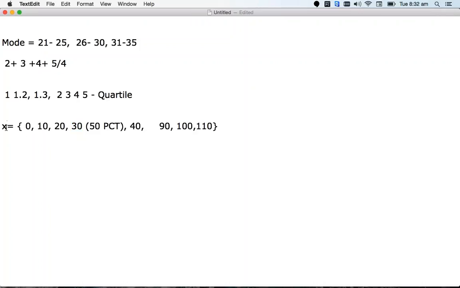See, we know that this is the age group of Indian citizens, and 30 got the 50th percentile. It means that in the given age group, 50% of the population of citizens have an age less than or equal to 30.